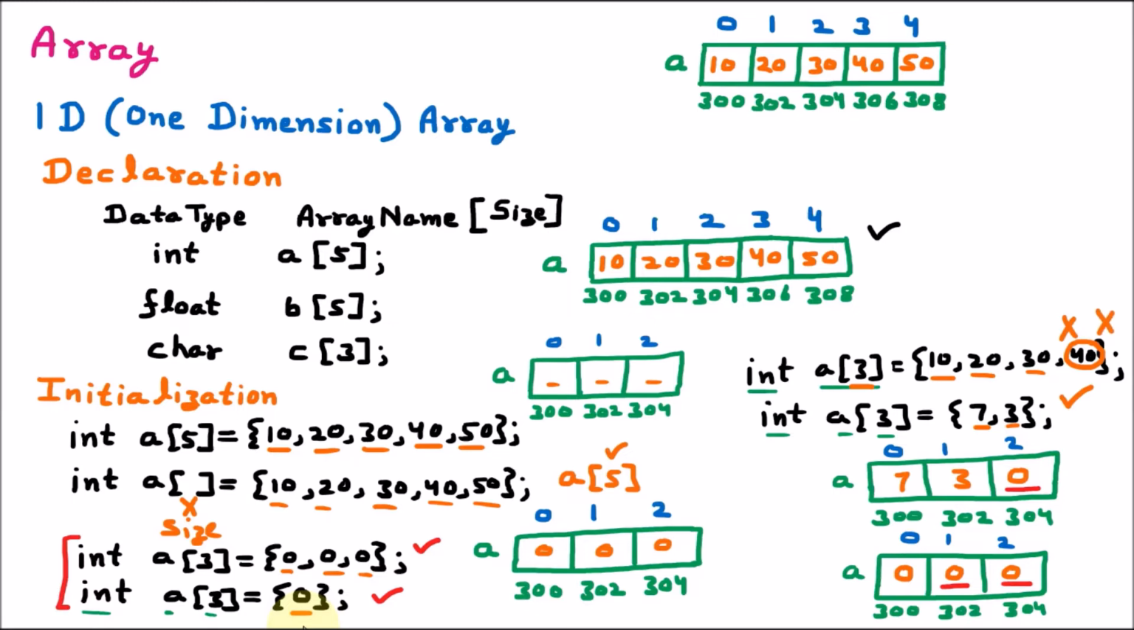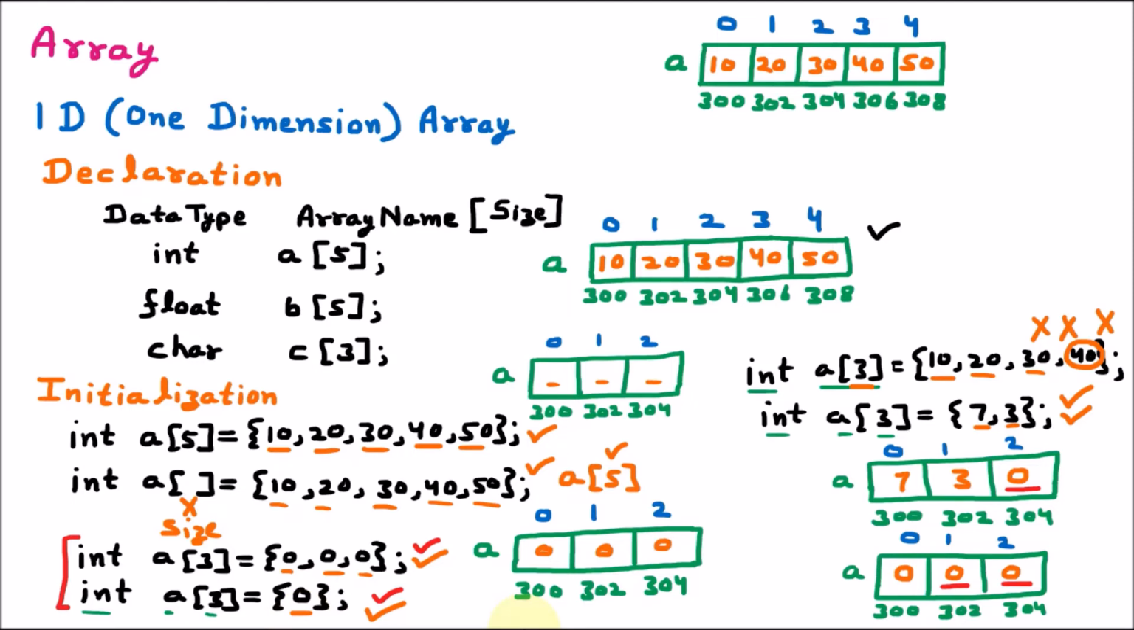So during the initialization, if you are providing all the elements, that is perfectly fine. If you are not providing the size, again it is fine. If you are providing all 0, it is fine. If you are only providing one 0, automatically all will be 0. Then if you are giving 2 elements, the rest of the elements will be 0 automatically by the compiler. So these are all valid initializations. But if you are providing an extra element, that will be an invalid initialization.